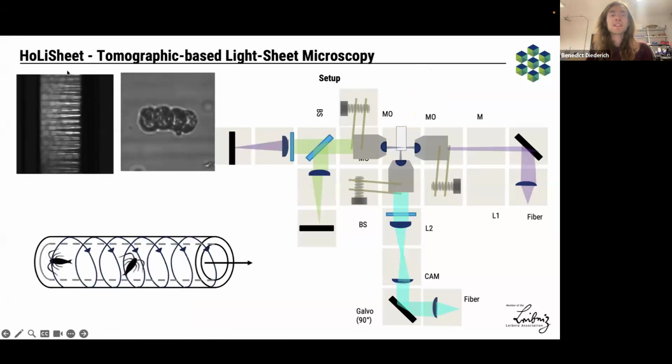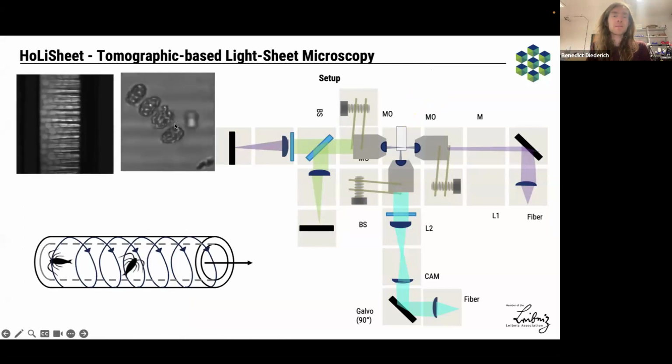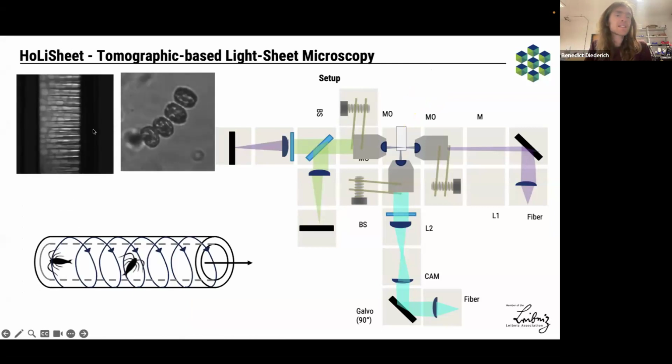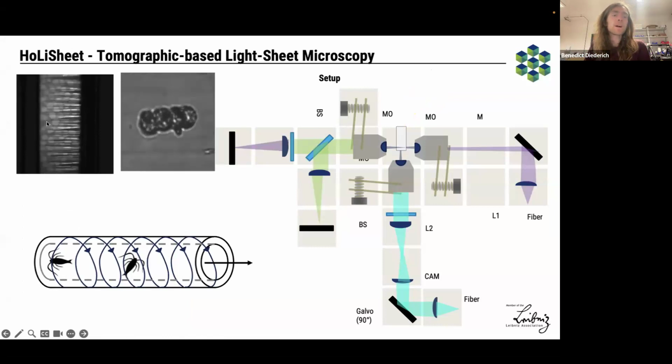And that's then how it looks on real samples. So this is, I think, some algae. These are just some fluorescently labeled beads. And while they are rotating, you can image them slice by slice. And here you have then the projection, because we want to use inline holography.